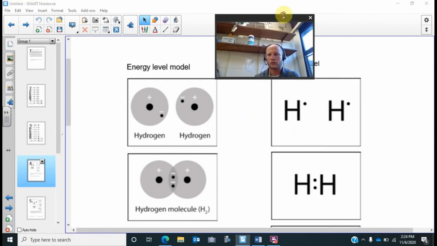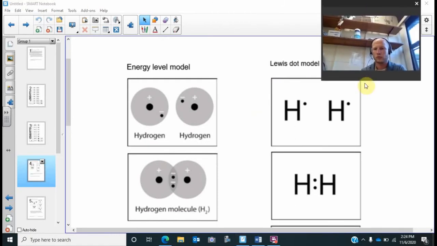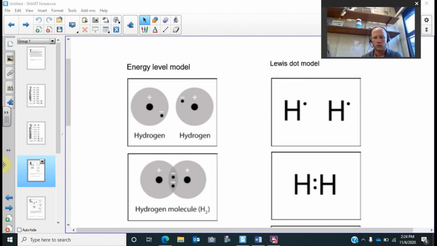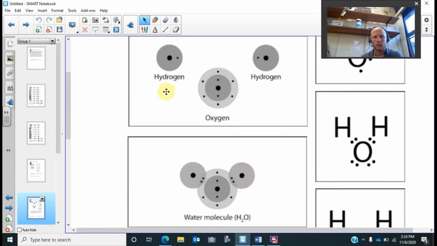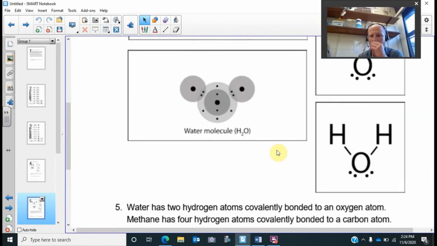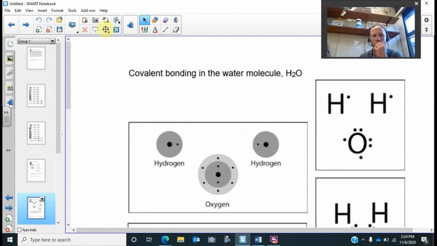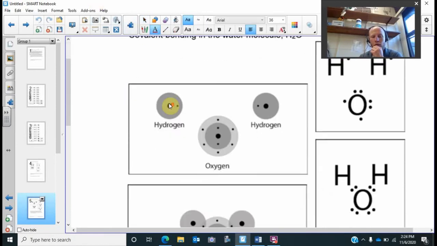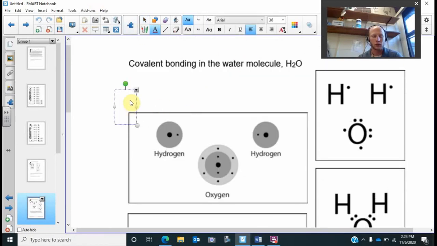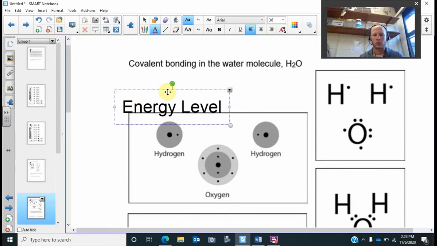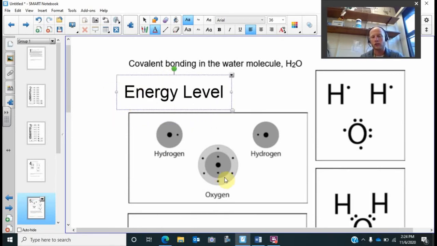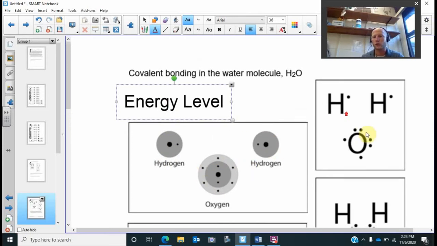So today, I think we definitely did hydrogen. I believe we did water. If we didn't, we'll just talk about it real fast. So over here, these two guys are representing our energy level models. This is displaying the hydrogen, the oxygen, and this other hydrogen with the full energy levels and the total number of electrons. What we've been moving to is the Lewis dot structure.